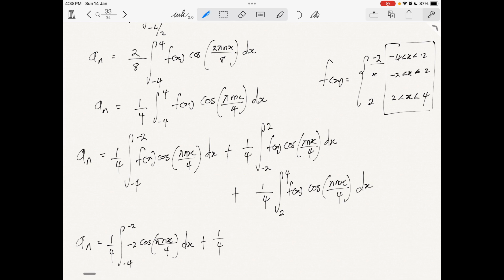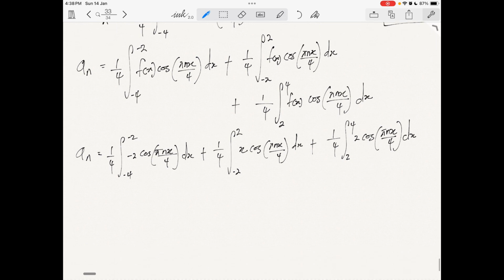Then 1 over 4, from -2 to 2, f(x) for this range is x cos(πnx/4) dx, plus 1 over 4 from 2 to 4, f(x) for this range is 2 cos(πnx/4) dx.